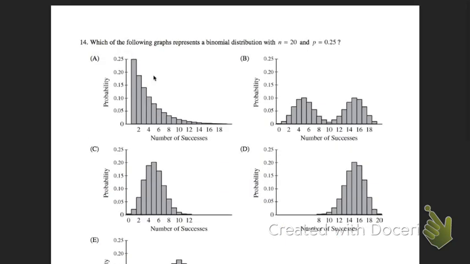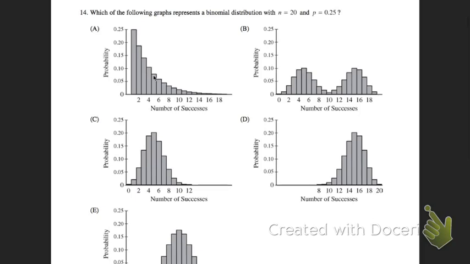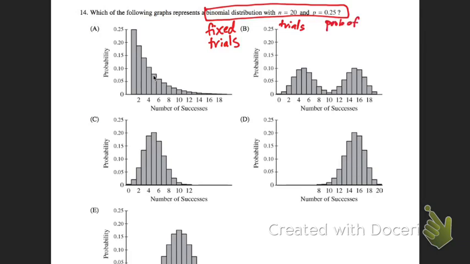Oh, this is a good one. Okay, binomial. Anyone remember what binomial means? Fixed trials. It's like saying out of 20 free throws, what is the probability that you make exactly 3 of them? 3 out of 20, something like that. So n represents the number of trials, and p represents your probability of success.